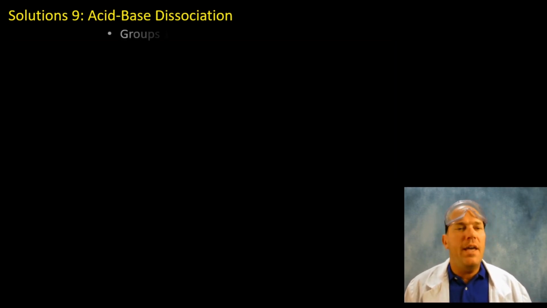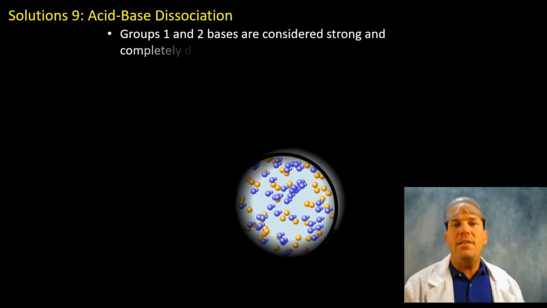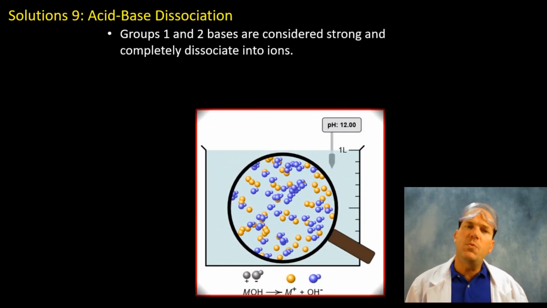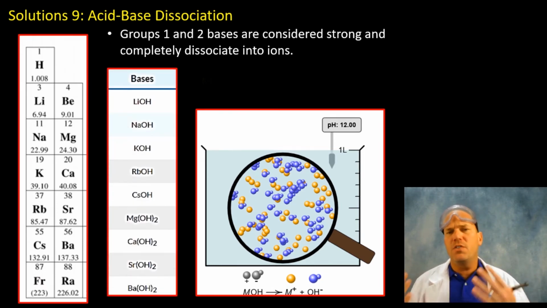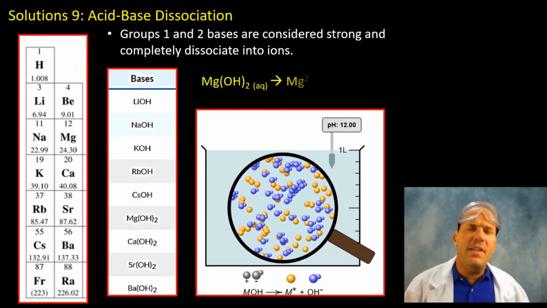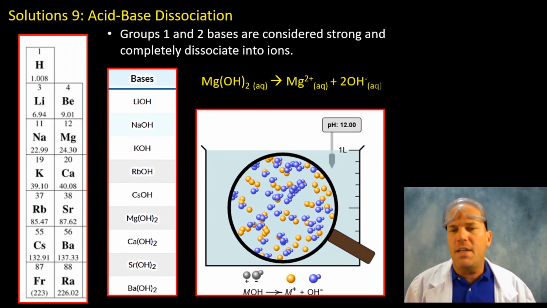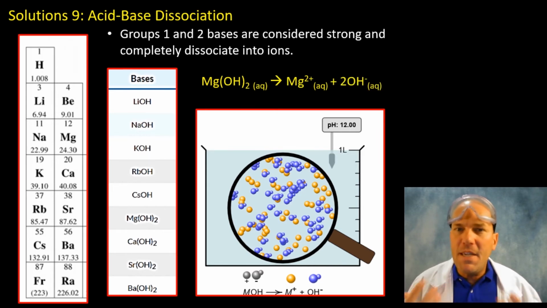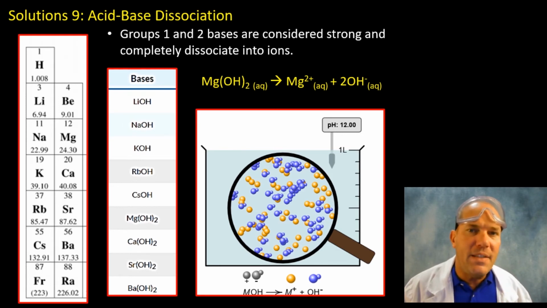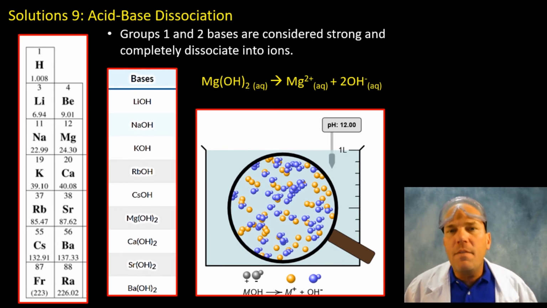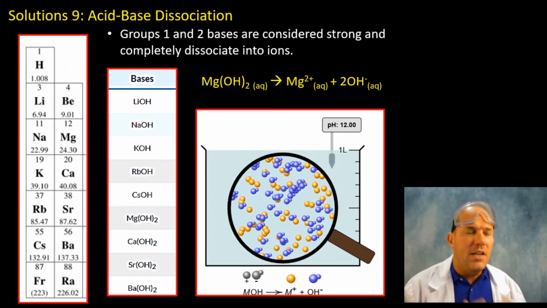Now we can go ahead and look at our strong bases. Groups 1 and 2 are considered strong, which means that they will completely dissociate into their ions, which means they will form many hydroxides. And remember, that's what makes the solution basic, is the presence of the hydroxide ions. So we have all groups 1 and 2.